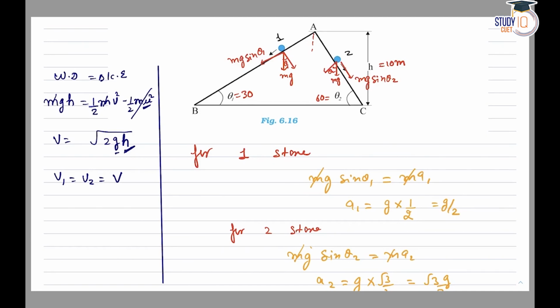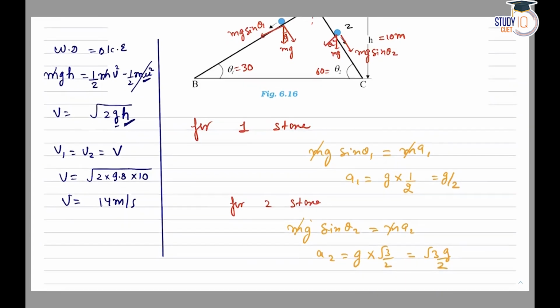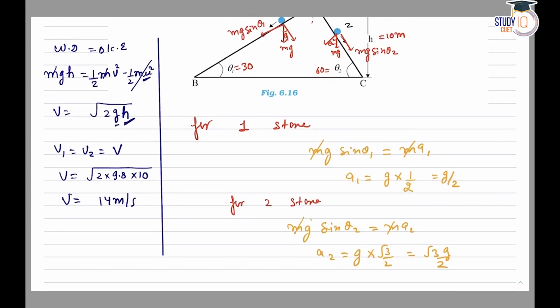Now putting the values of g and h, we can find the speed at the bottom. v is equal to, g is 9.8, and h is 10 meter. So it comes out to be root 196, which is equal to 14 meter per second. So the speed of both stones on reaching the ground comes out to be 14 meter per second.